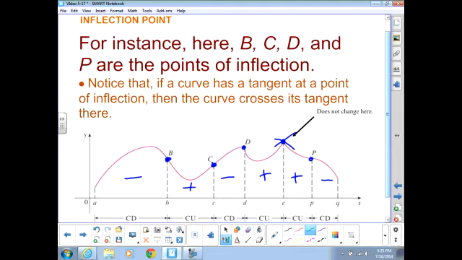Now notice the one that has the X there. On the left of it is concave up. On the right of it is concave up. When you go from concave up to concave up again, that's no inflection point. Okay, notice that it forms a kink there, which we've seen in graphs before.